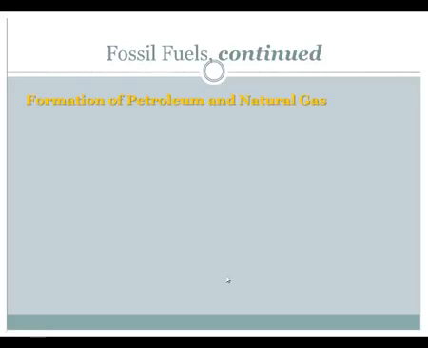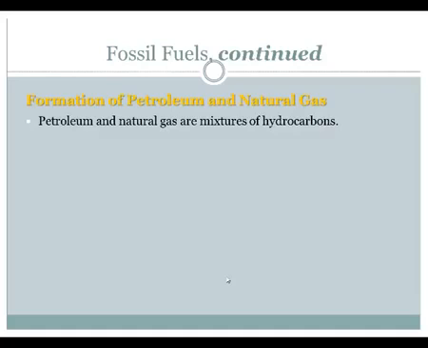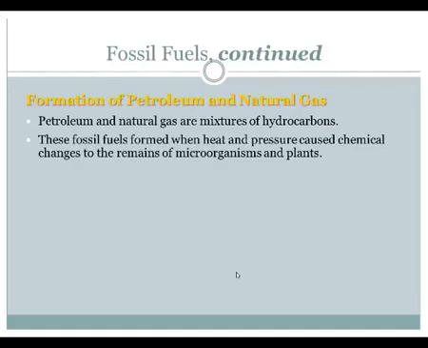Formation of petroleum and natural gas. Petroleum and natural gas are mixtures of hydrocarbons. So remember, we talked about how there's long chains of carbon atoms lined up one right after another, and then usually there's hydrogen attached to those carbon atoms, and this creates these different types of hydrocarbons or different types of fossil fuels that we use. They are formed when heat and pressure cause chemical changes to the remains of microorganisms in plants.